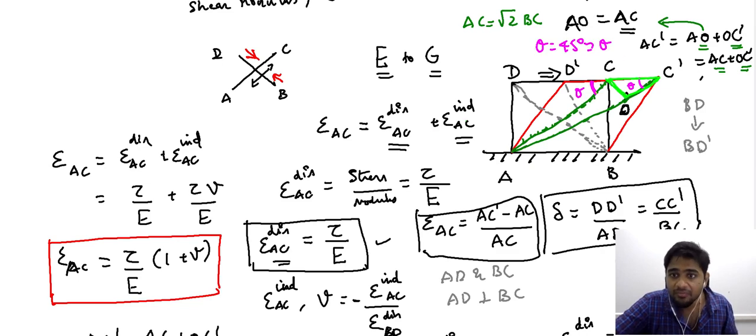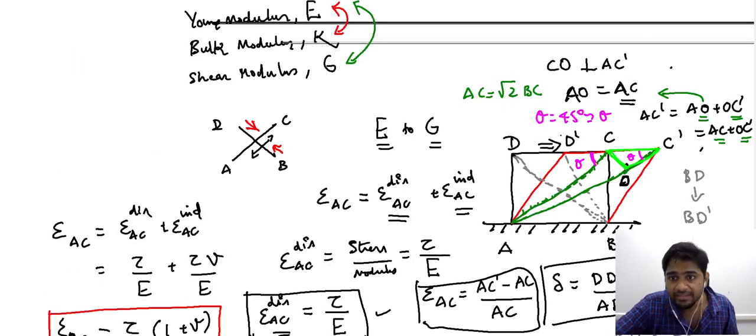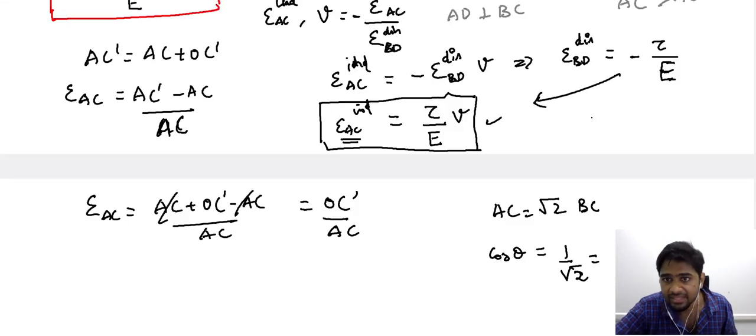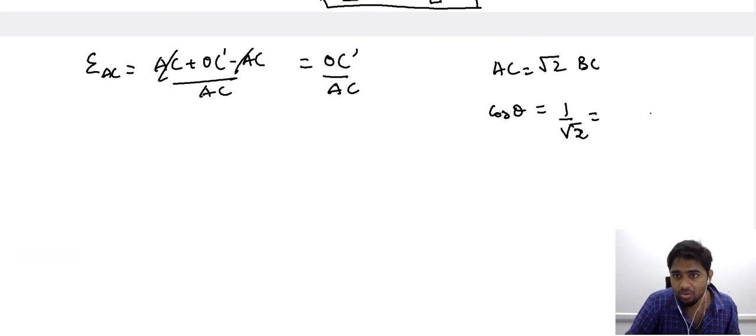Now when you consider cos of this angle theta, since theta is 45 degrees, it is 1 by root 2, and it is nothing but OC prime by CC prime.